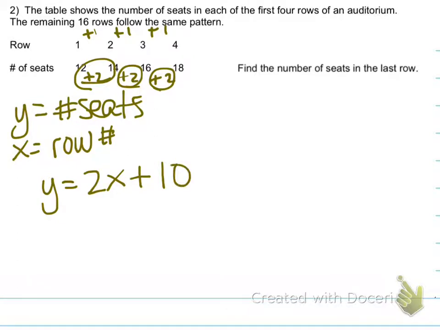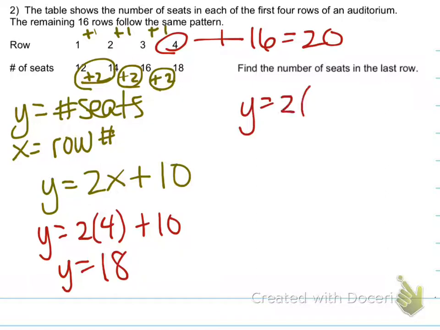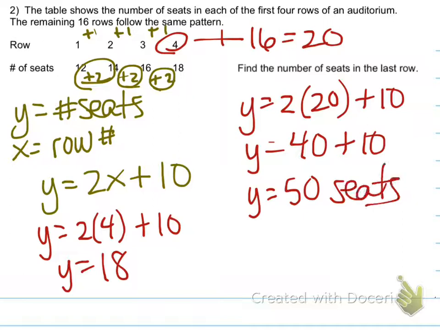And now let's check this. If we plug in 4 for our x, I can see that I'm going to get 18 seats. So now I want to know the number of seats in the last row. Well, there's 4 rows and there's 16 more rows, so that means there's a total of 20 rows. So in the 20th row, I'm going to plug in 20 for my x, and when I simplify this, I see that there are going to be 50 seats in the last row.